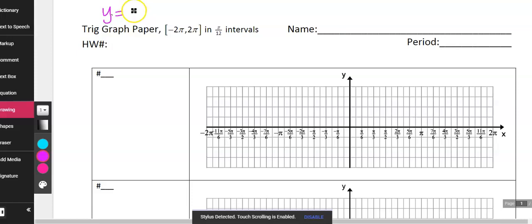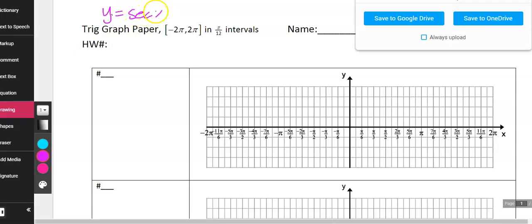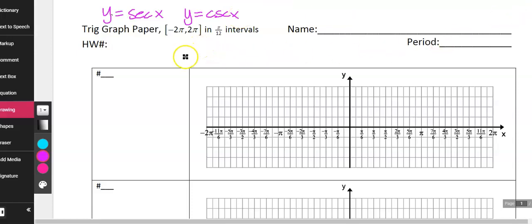So we're going to graph y equals secant x and y equals cosecant x. Alright, when we graph these, we're going to use our reciprocal functions to graph them. So I'm going to start with y equals cosecant x. And the reciprocal graph is y equals sine x.